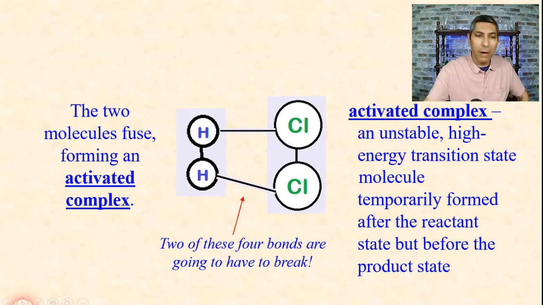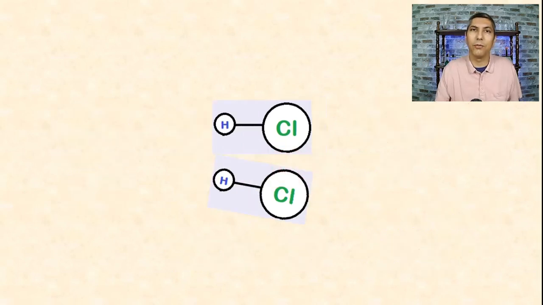Now, if the 2 bonds that break are this bond right here and this bond right here, then we're back to square one, aren't we? We basically have our reactants again. But what if the bonds that break are this bond right here and this bond right here? Well, if that's the case, now we have 2 molecules of HCl, just like this. And so now we have produced our products. See, this is how molecules collide.